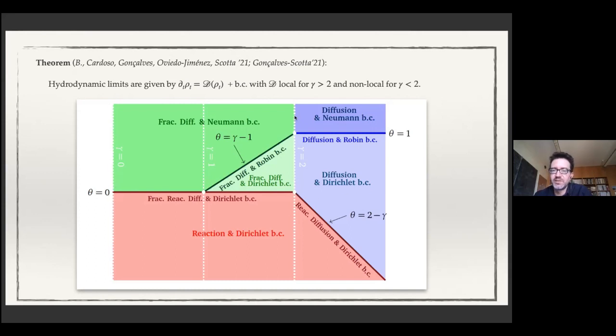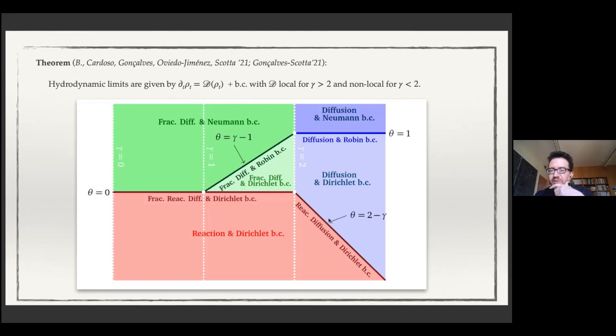So here there is a transition for gamma equal to 2, and the theta. If you remember that the intensity of the reservoirs is inversely proportional to n to the power theta, it means that when theta is big, the intensity of the reservoirs is very weak, while when theta is very negative, the intensity of the reservoirs is very large.